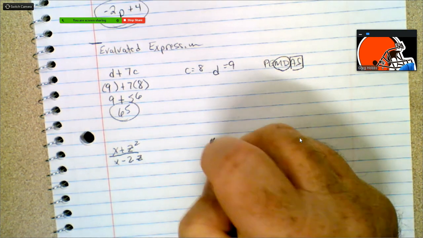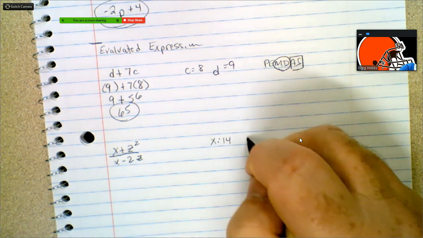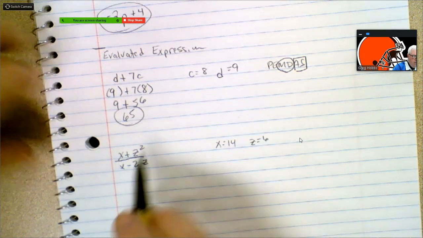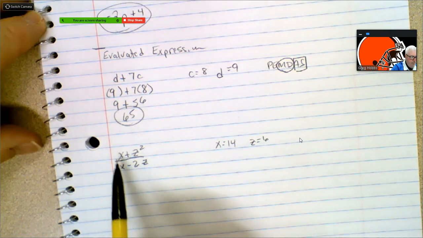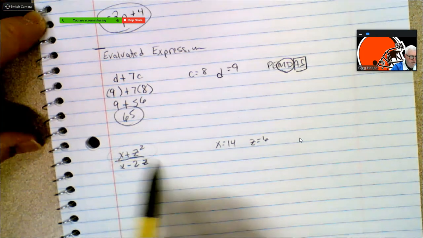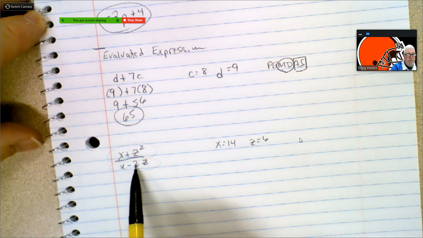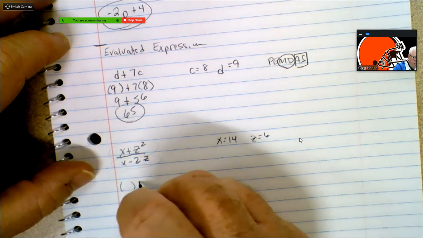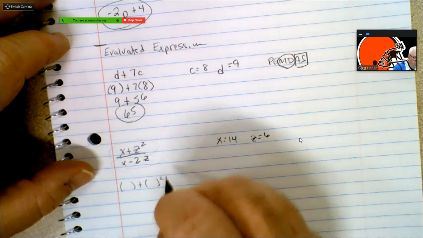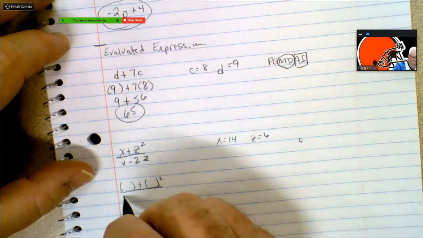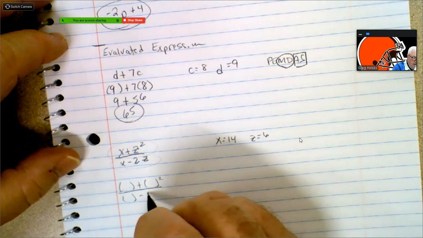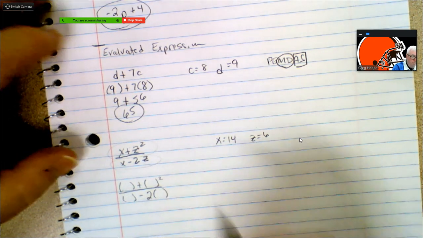For x equal to 14 and z equal to 6. And since I'm going over it with you, remember we talked about it last week. When you have a fraction like this, we take care of the numerator, we take care of the denominator, then we simplify the fraction. So we're going to put parentheses. For those of you trying to not put parentheses, then you're hurting yourself potentially, and you should not do that.